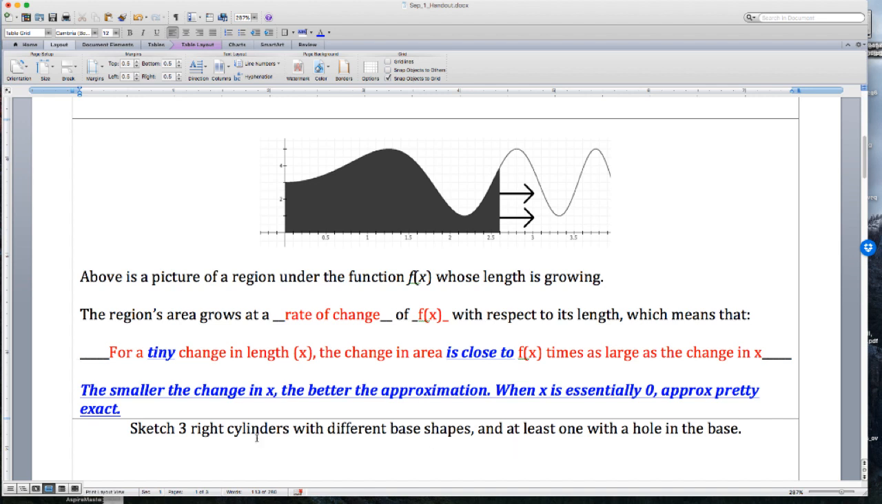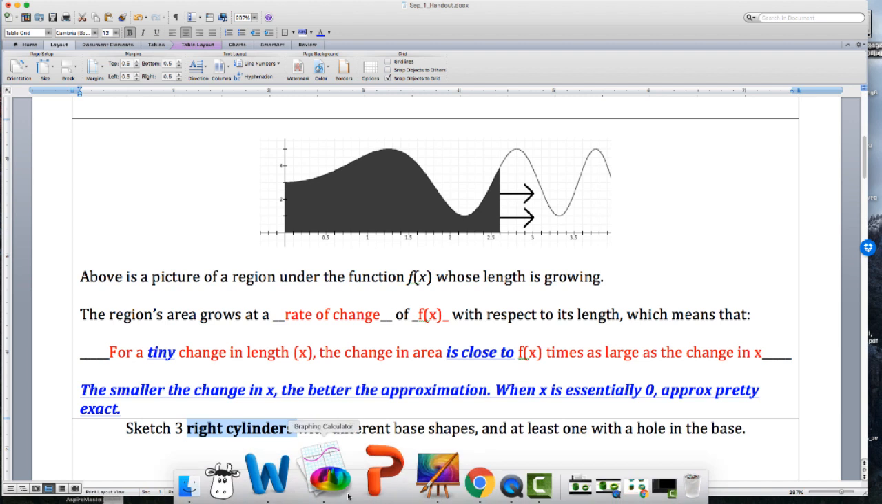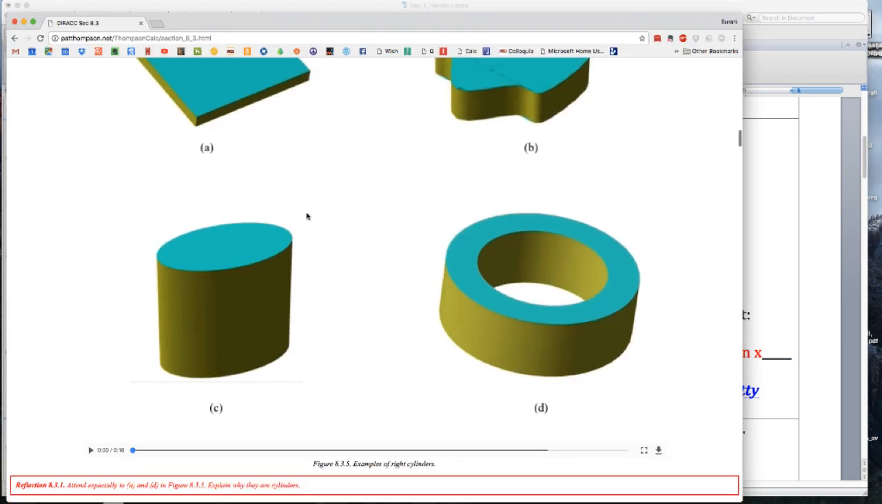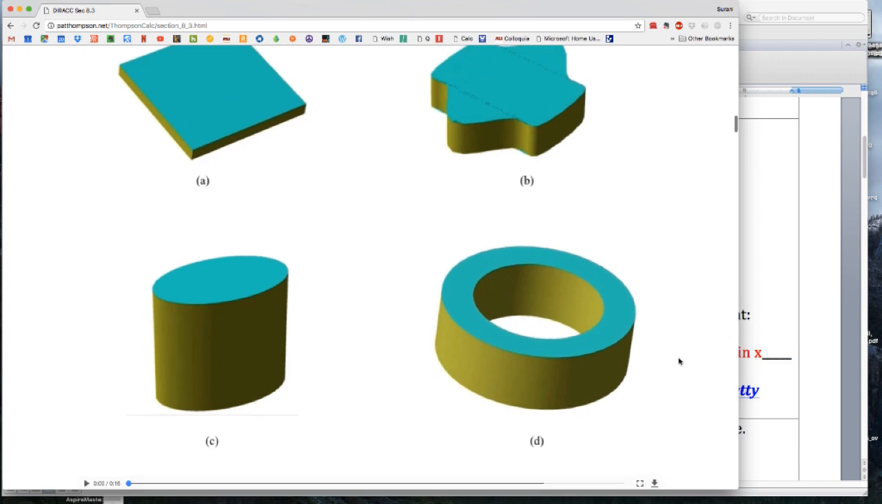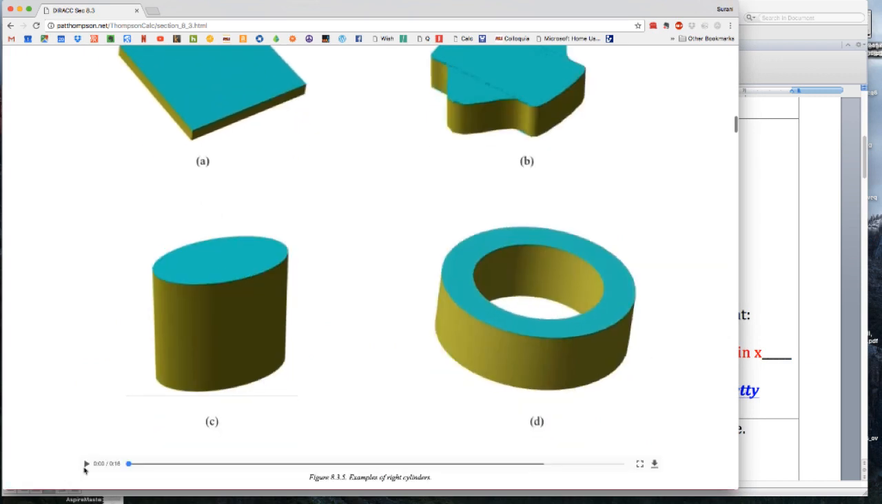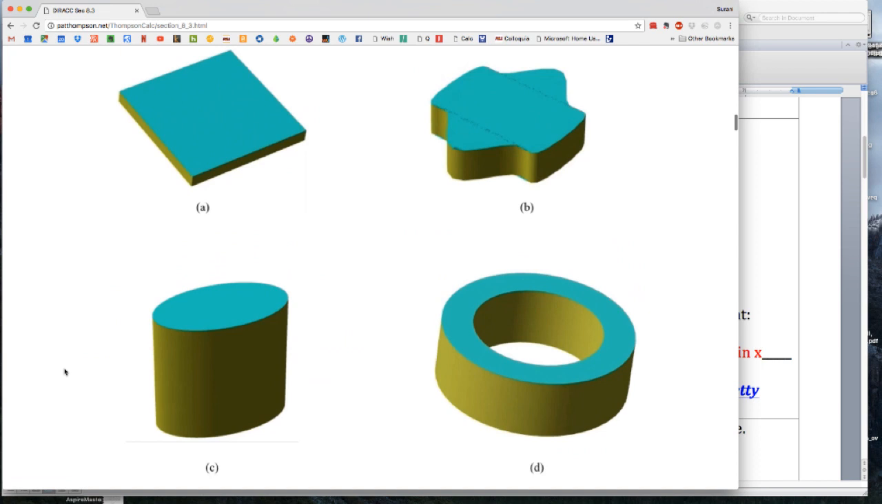So we're going to define this phrase, right cylinders, in a very specific way. In the book we have examples of right cylinders right here, and here's the definition. If you notice, all of these are very strange shapes, right? They're not the cylinder we think about in elementary school where it's only a round base. But if you notice, each one of these has a top and a bottom.